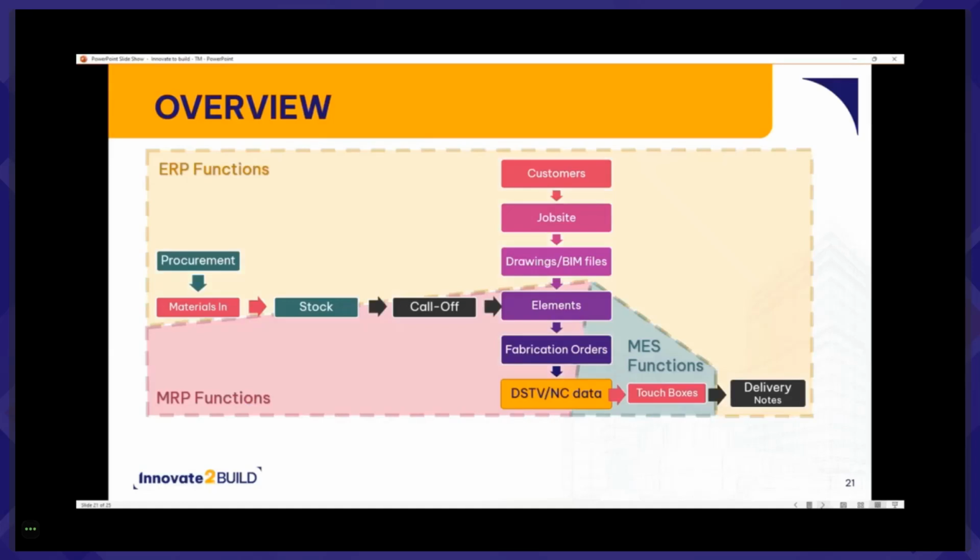So this is why we call it a management information system. It's a combination of ERP functionality, MRP functionality, and MES functions to have a truly tailored vertical solution for steel fabrication companies.